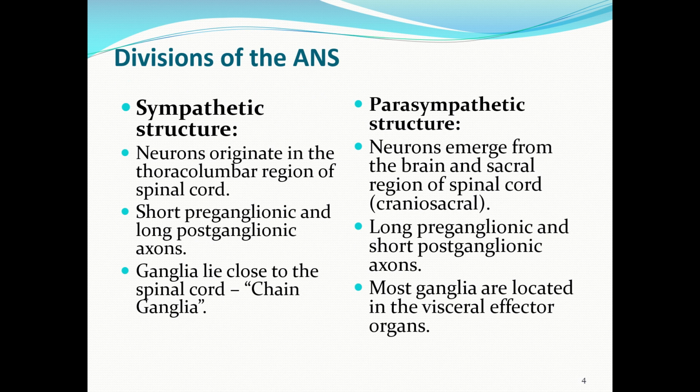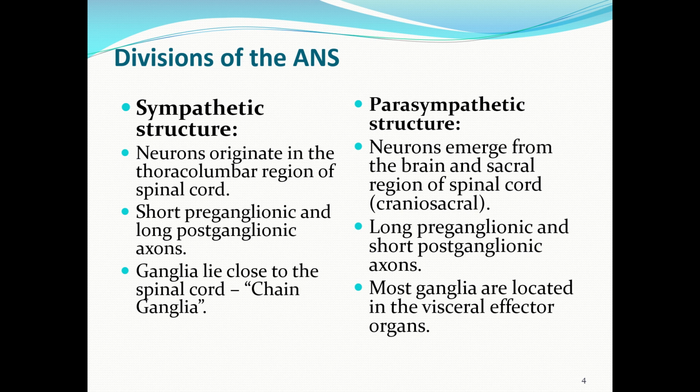This slide shows the differences between the sympathetic structure and the parasympathetic structure. In the sympathetic division, neurons originate in the thoracolumbar region of the spinal cord, and they have short preganglionic and long postganglionic axons, and the ganglia lie close to the spinal cord and are often called chain ganglia.